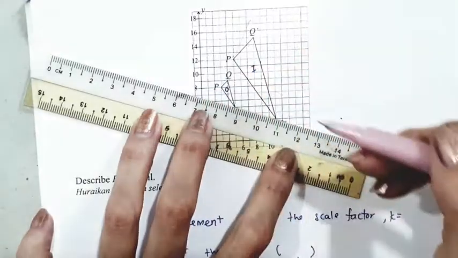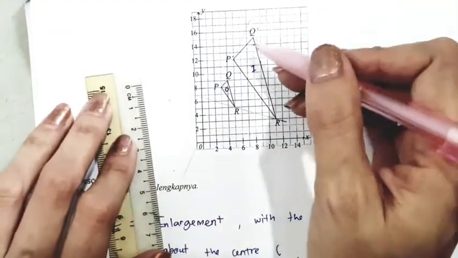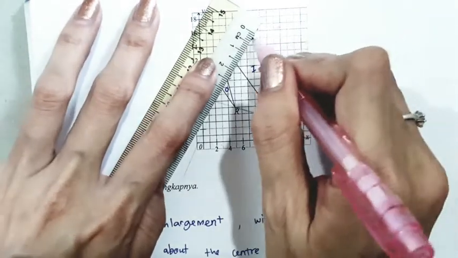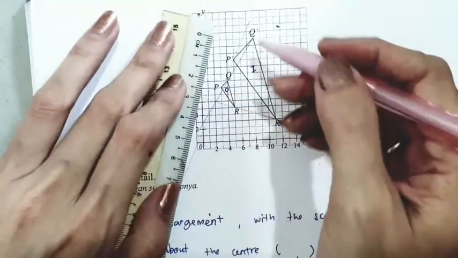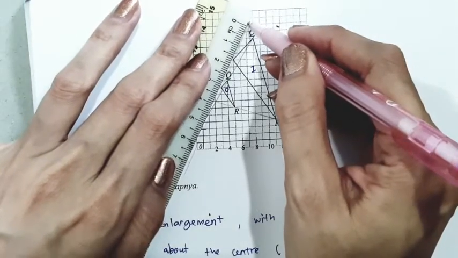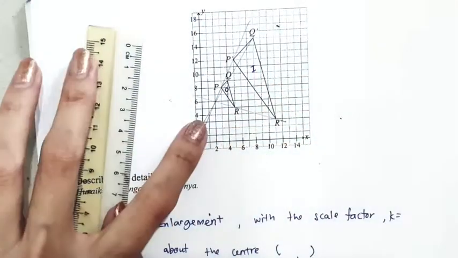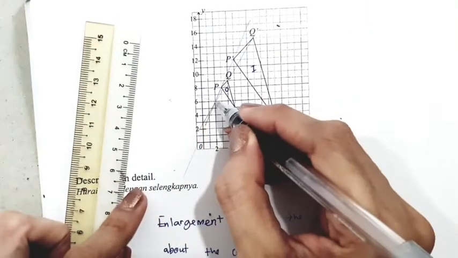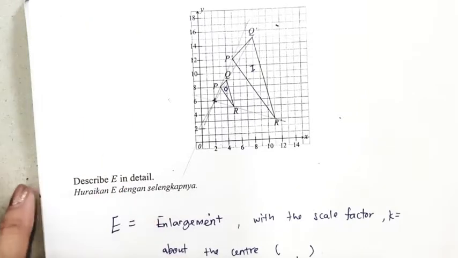Okay. And to be safe, Q and Q prime. And you will notice that these 3 lines intersect at one point. That is this point. Can you see that? It intersects 3 lines, passes through this point. So this will be our center of enlargement.